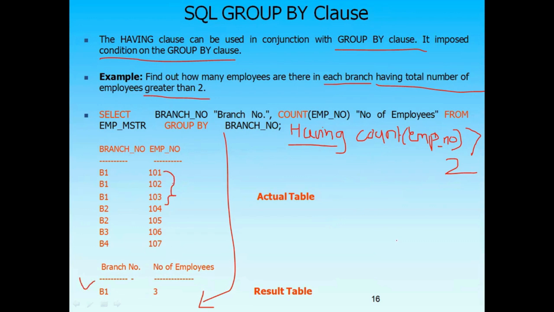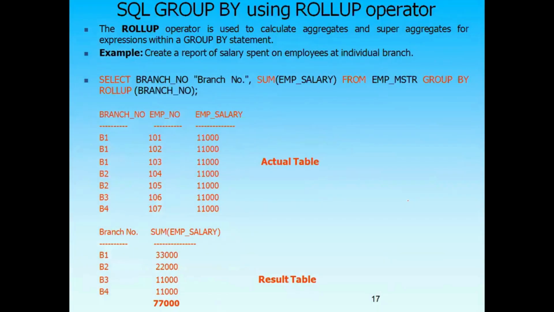I hope, students, you are clear with this example. Here we have discussed the having clause for filtering the data, and my condition is based on an aggregate function. An aggregate function we can't use in the where clause; we can use it only with the having clause, and that's why it is required here. I hope you are clear with this.